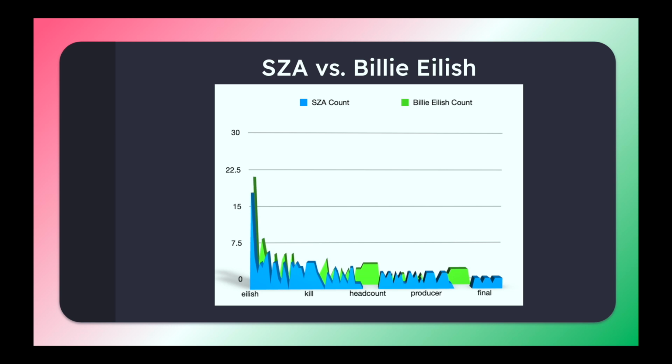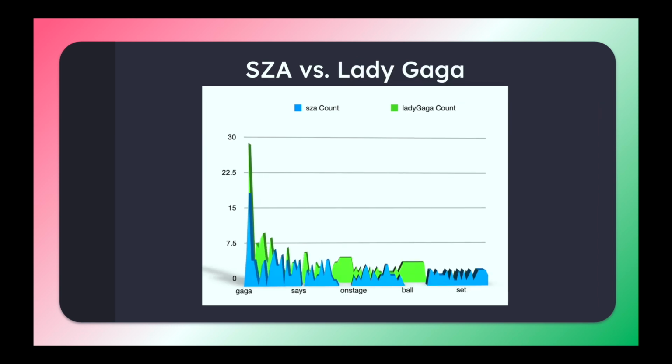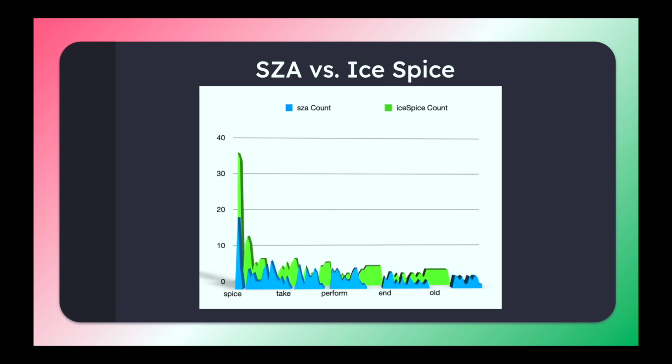overpowering the other. But then moving on to Lady Gaga, you can see that the same peak on the left-hand side, there's a lot more green in that area, and just generally, the peaks are higher for green compared to the blue, and this means that Lady Gaga is slightly less similar to SZA in comparison to Billie Eilish, because Lady Gaga has more unique frequencies of words. Then lastly, we have SZA versus Ice Spice, where the initial spike of green is much taller and thicker compared to the other two graphs. Additionally, you can see that the blue and green hardly ever match, and all three of these graphs show that Billie Eilish is the most statistically similar to SZA compared to Lady Gaga and Ice Spice.